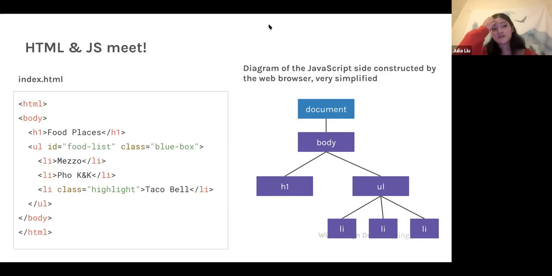So how do HTML and JavaScript meet? Let's first look at this example here on the slide. We have an index.html file, and within that HTML file, we have this very simple web page. Basically, we have an H1 title at the top, and then we have an unordered list of items. If we were to decompose this into a diagram, at the very top, we have the entire document. Within the document, we have a body. And inside the body, we have two direct child elements, which are H1 and the UL, the unordered list. And then the UL has individual LI elements.